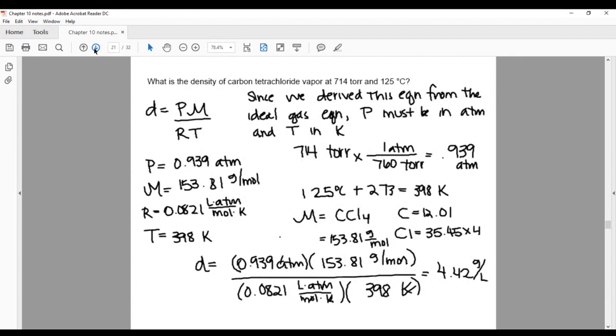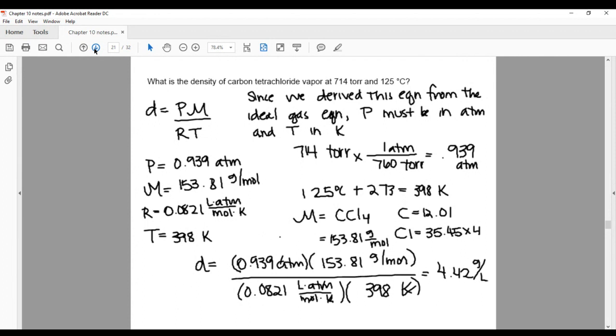So we can work out an equation that looks something like this. What is the density of carbon tetrachloride vapor, just another word for gas, at 714 torr and 125 degrees Celsius? I made a note here because I ran out of room on my other slide. Since we derived this equation from the ideal gas equation, P must be in atmospheres and temperature in Kelvin. We use the ideal gas law to derive this equation, so our units must stay the same as in the ideal gas law.